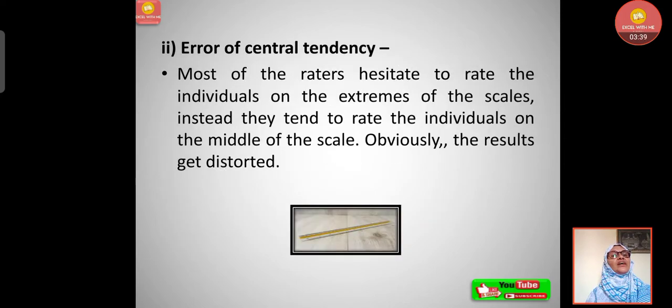The second one, error of central tendency. That is, most of the raters hesitate to rate the individuals on the extremes of the scales. Instead, they tend to rate the individuals on the middle of the scale. Obviously, the results get distorted. Obviously, if a person is hesitating to rate perfectly, accurately, that means the result will not be proper. That will be distorted. So, error of central tendency.